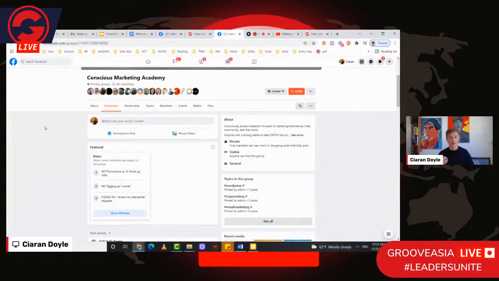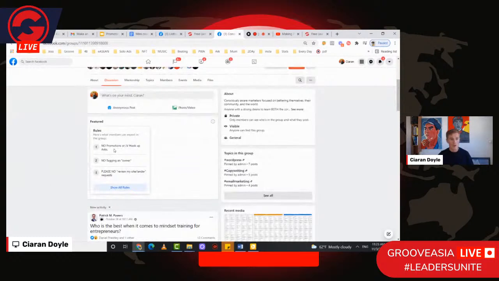So when you're looking at groups, you want to look at the rules they have. Look, no promotions or JV hookup asks, okay? No tagging an owner, and please no review-my-site or lander requests, okay? So look at the rules there and make sure that you're actually following the rules of the group. Now, if the group doesn't have rules, then you know it's the wrong group to go for. So make sure that you understand the group rules and you're not flouting them, because as I said, you'll waste your time.